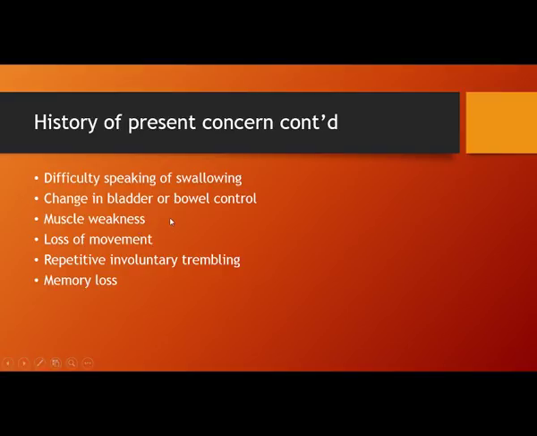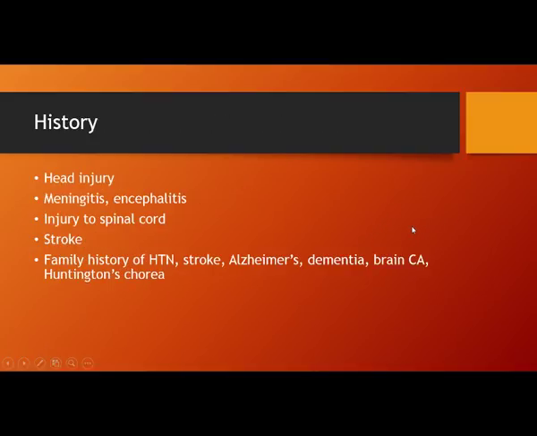Muscle weakness, loss of movement, any repetitive involuntary trembling, and memory loss. That one you'd probably have to ask a relative or surrogate about, because the person themselves would probably not be aware of it. Sometimes they are. Sometimes they can tell you they've been having more trouble remembering things lately.